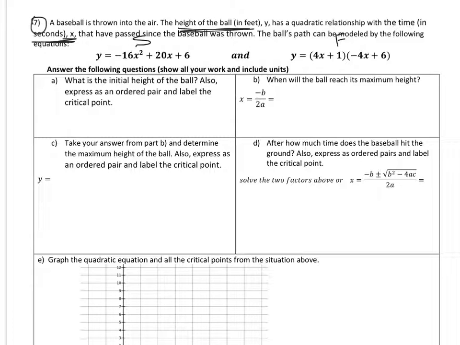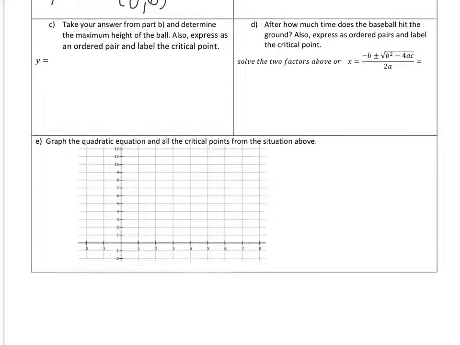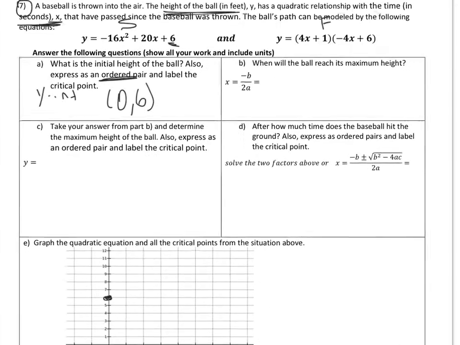So it says, what is the initial height of the ball? Well, that's easy, that's our y-intercept. So we can just look right here at our standard form. 0, 6. And then it says express as an ordered pair and label the critical point on the graph. Go down here and label it right here at 0, 6. Okay, let's go back up to question 2.